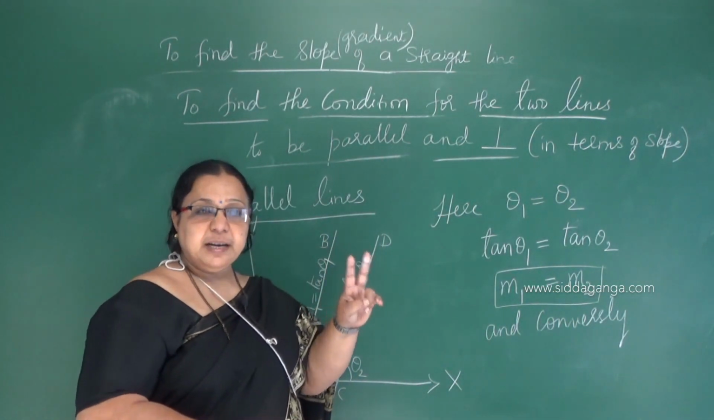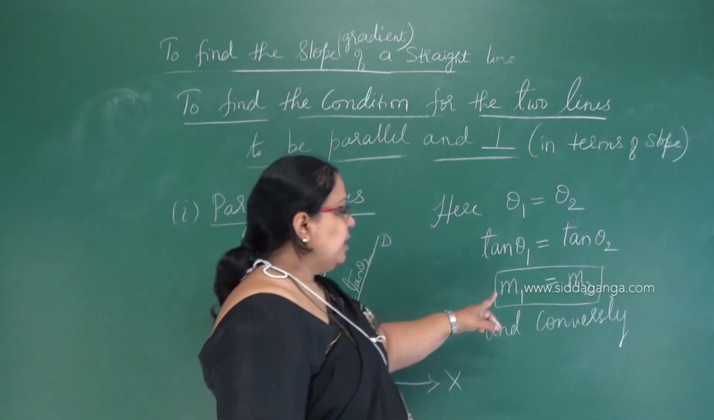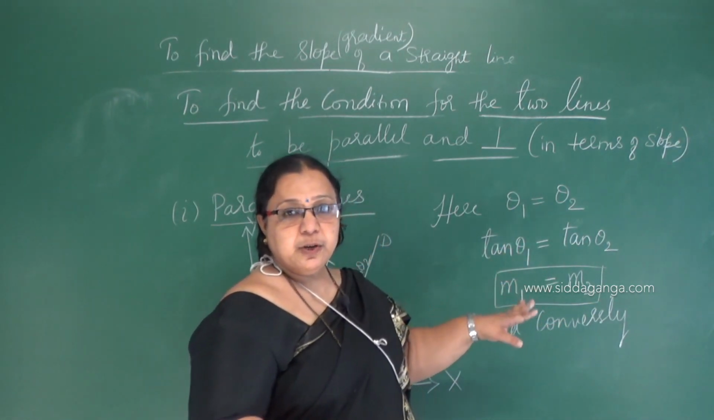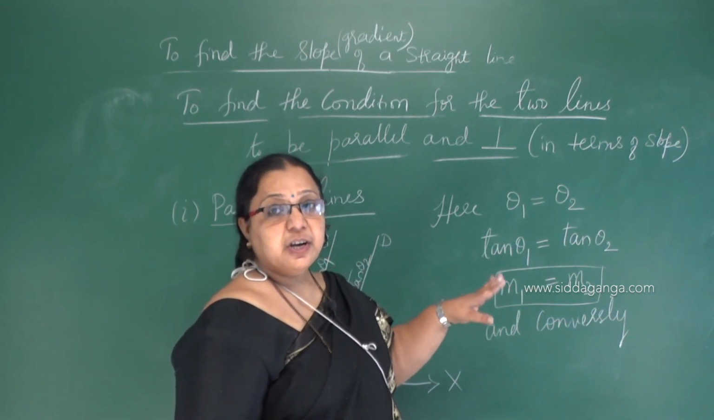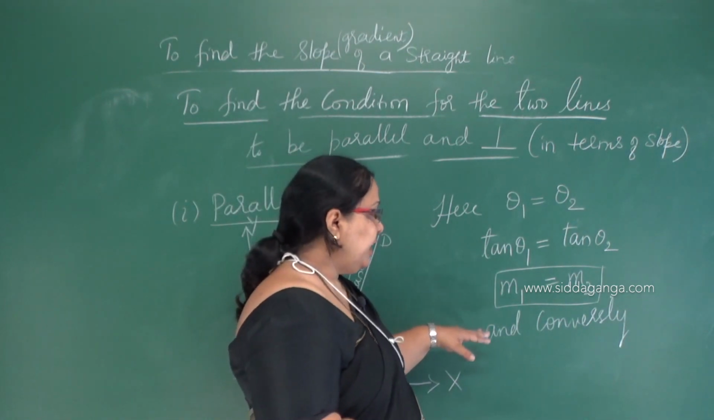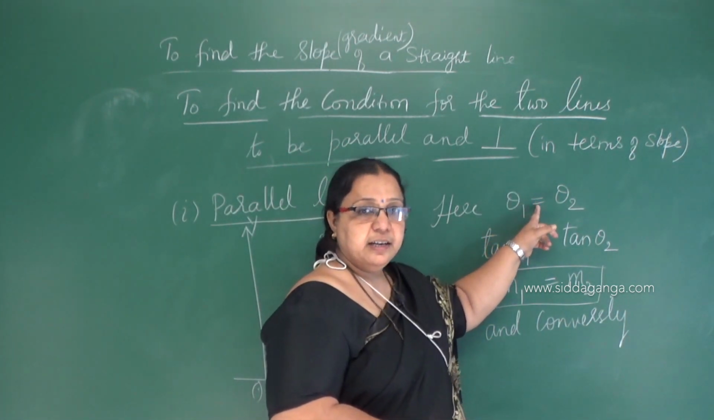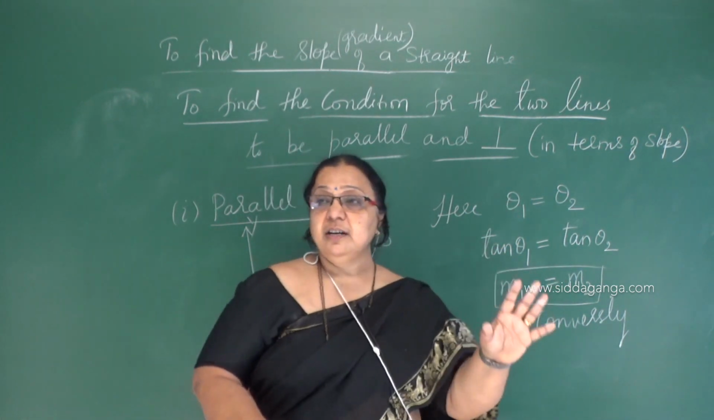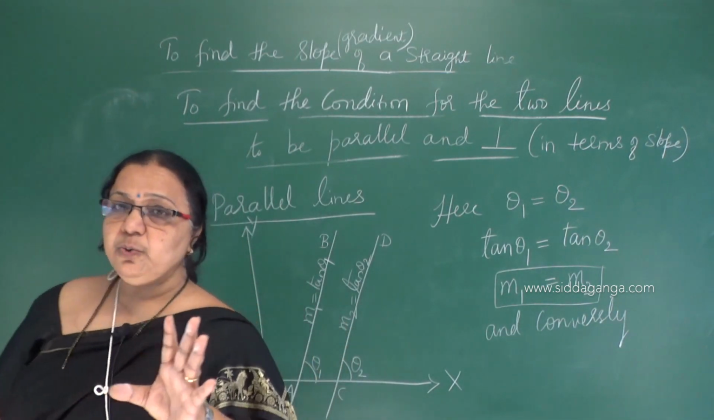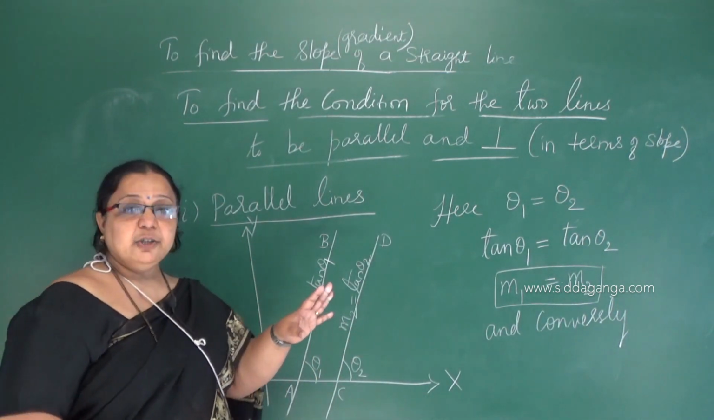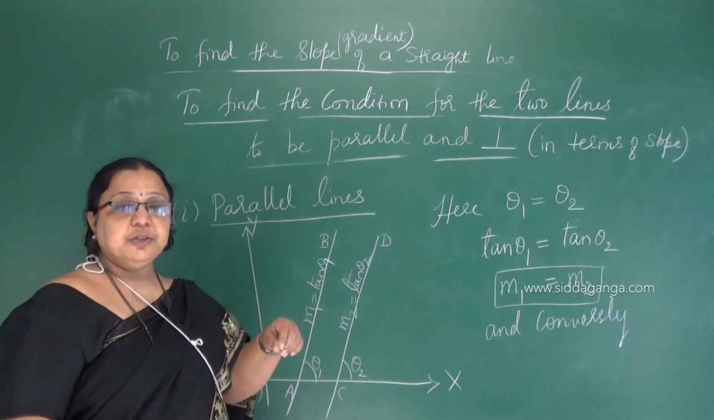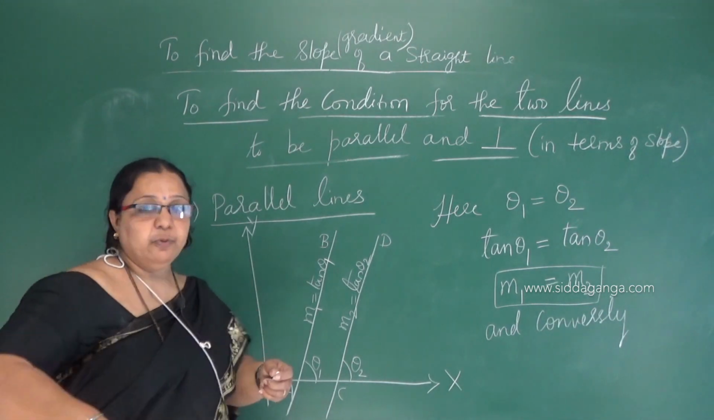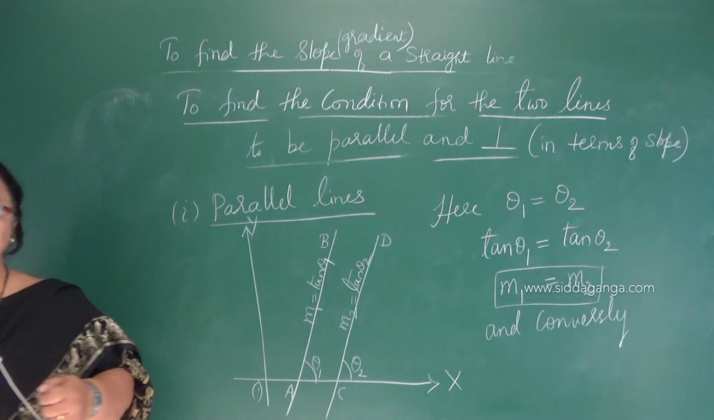If the two lines are parallel, then the slopes of those two lines are the same. If the slopes of the two lines are same, then the lines are parallel. Conversely, if the two lines are parallel, then their slopes are equal. That is the condition for the two lines to be parallel to each other in terms of slope.